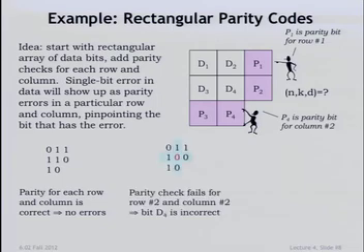On the other hand, if I receive that, here I have a parity check failure, right? So I know that something is wrong in this column. I look along the rows, I see a parity check failure in that row, so I pinpoint the error as being at the intersection of those two. And I know that's the bit that I have to flip. Okay?